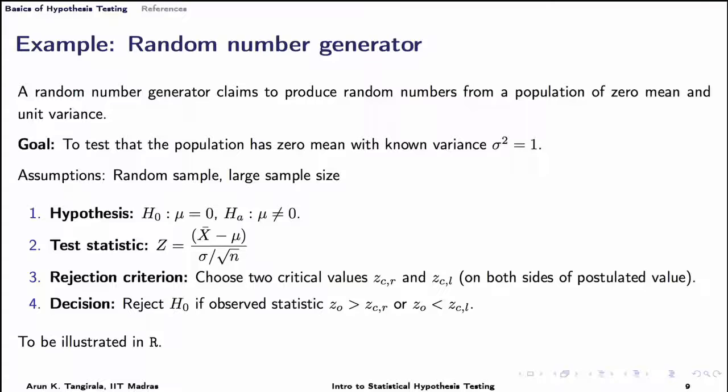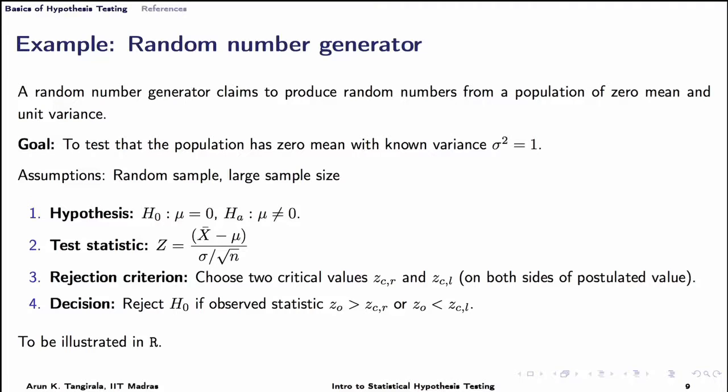And in this example, we go back to our favorite study of a random number generator producing random numbers with 0 mean, like rnorm in R or maybe randn in MATLAB. So, the problem statement is as follows: a random number generator claims to produce random numbers from a population of 0 mean. There is no concern about distribution at this moment. From a population of 0 mean and unit variance. Let us assume that we have faith in the variance, that is, the variance is unity. So, the only parameter of contention is the mean. Therefore, the goal is to test that the population has 0 mean with a known variance of 1.